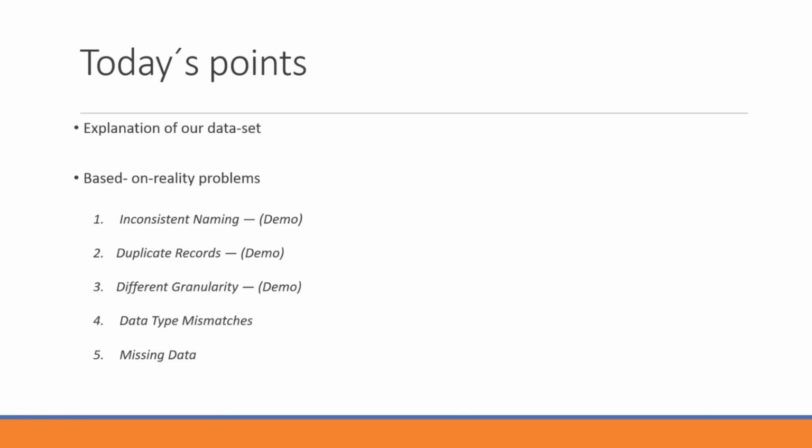These problems are really frequent, more frequent than we expect: inconsistent naming, duplicate records, handling different granularity, data type mismatches, and missing data. For the first three points, I'm going to make a live demo, with a couple of steps in the queries, to see the results in the back end in Power Query for Power BI.